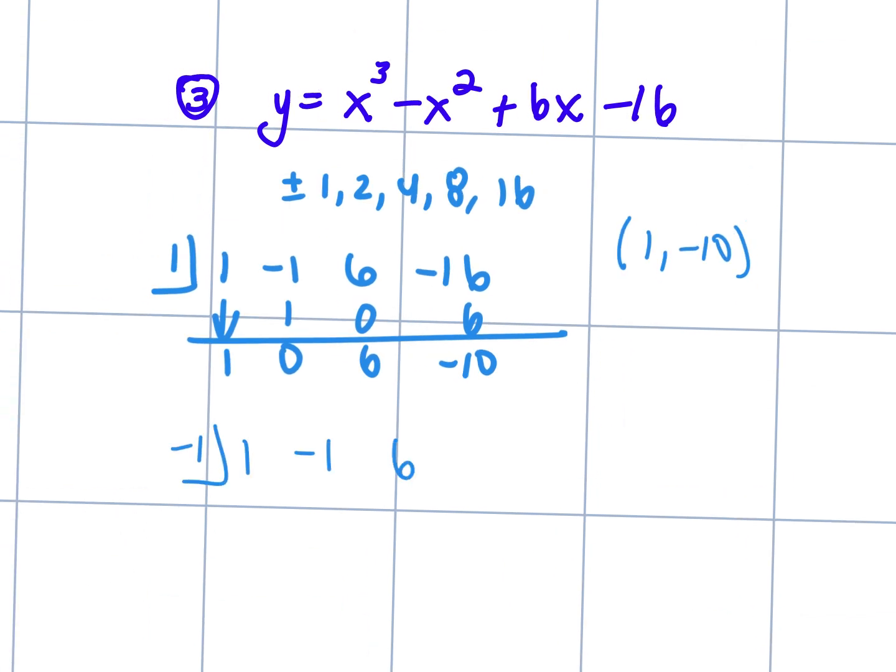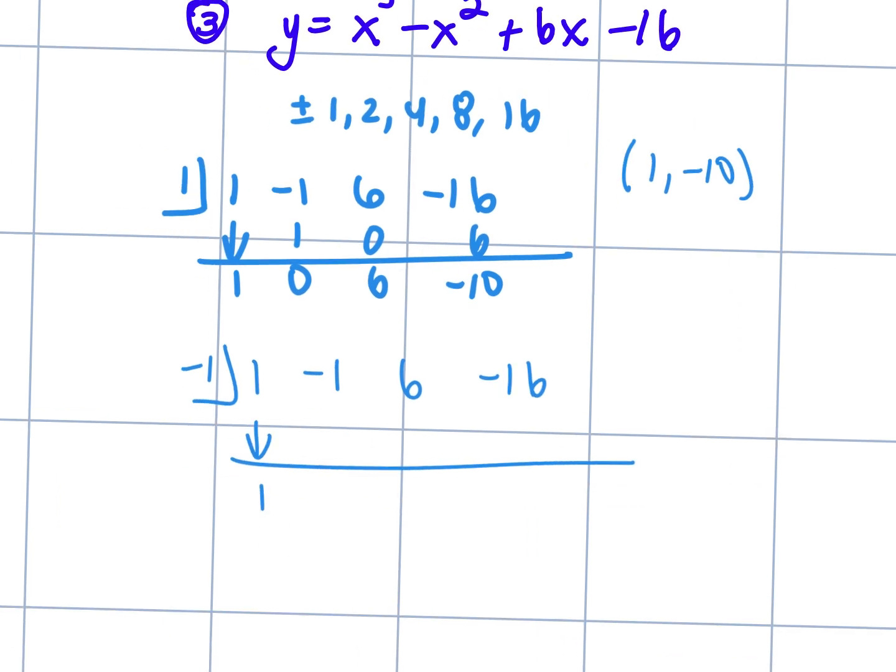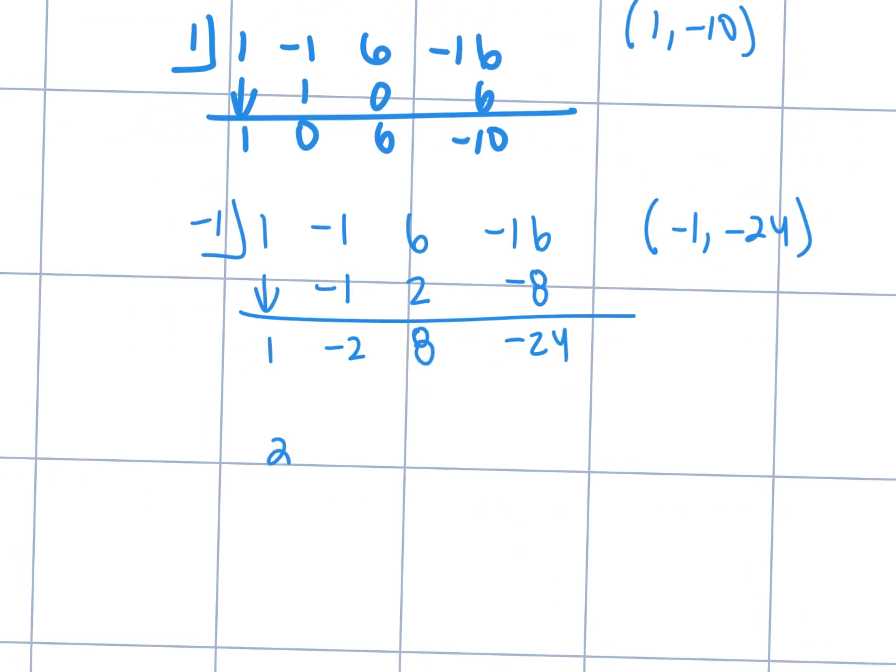Okay, let's try -1. 1, -1, 6, -16. 1 times -1 is -1. -2, 2, 8, -24. Is that an x-intercept? No. Is that an additional point? Perfect. So let's go with 2.